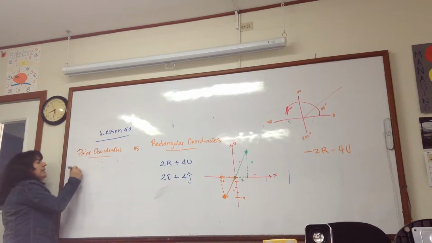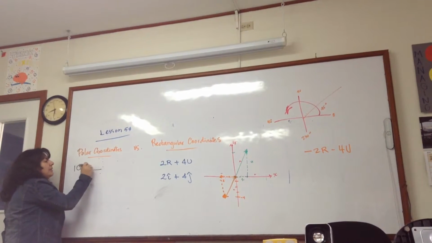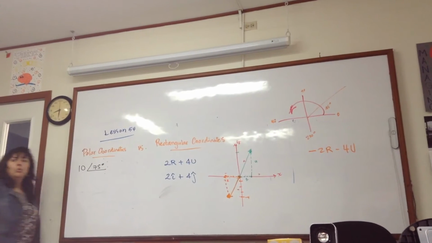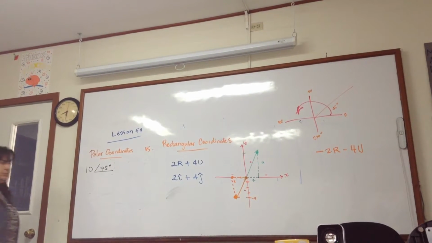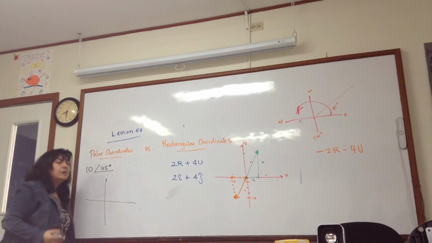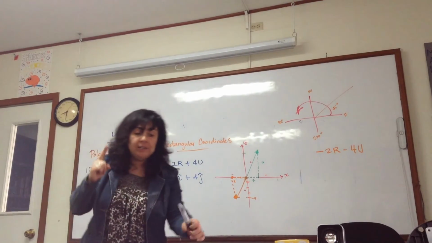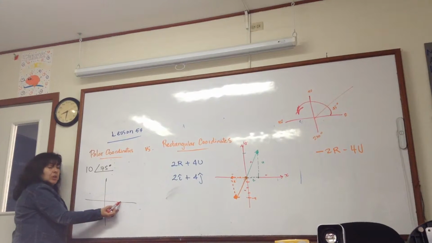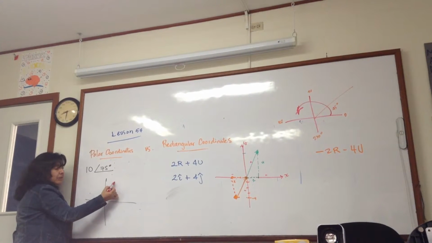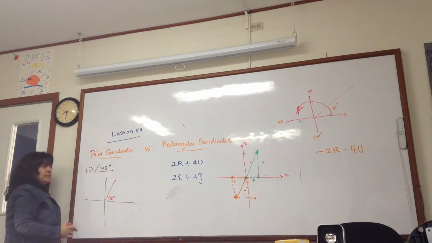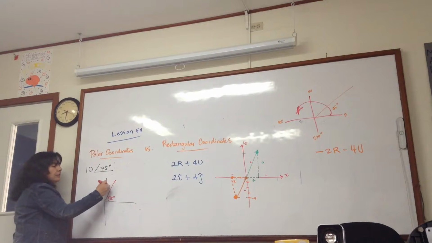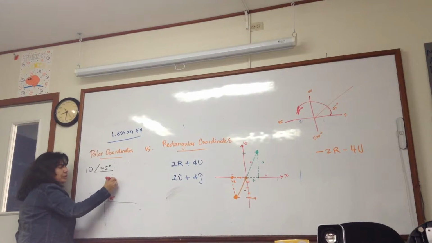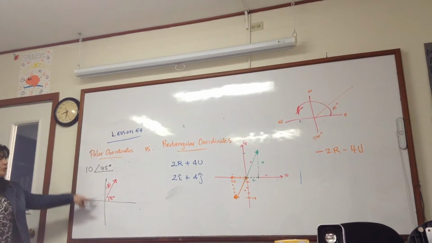Hold on. Let's say I give you 10, 75. The line will move to 75 degrees. The first thing you put is the angle. The angle would start counting here. Where would 75 degrees be? Around here, right? More or less? Yeah, 75 degrees. How big is it? 10. And you put your vector. That's how you draw this.